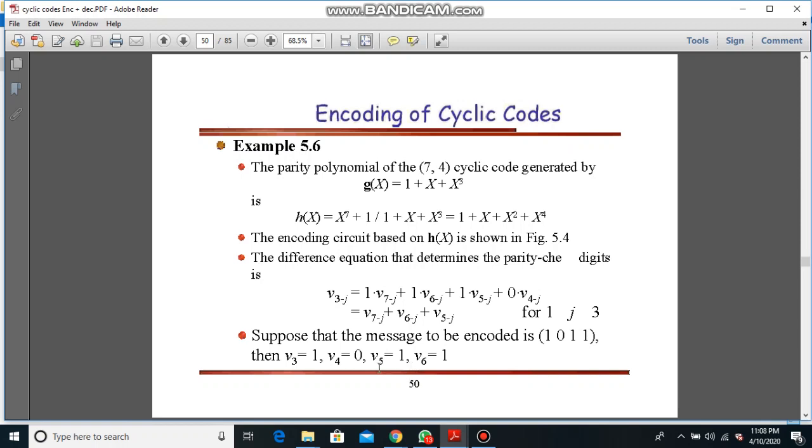So this is one more example over here. (7,4) cyclic code generated by g(x), h(x) is what we are doing. We have to multiply the first data bit by x^(n-k) divided by g(x) to get the remainder polynomial. So these steps are simplified. Suppose that the message to be encoded is 1011. So then v3 is 1011.